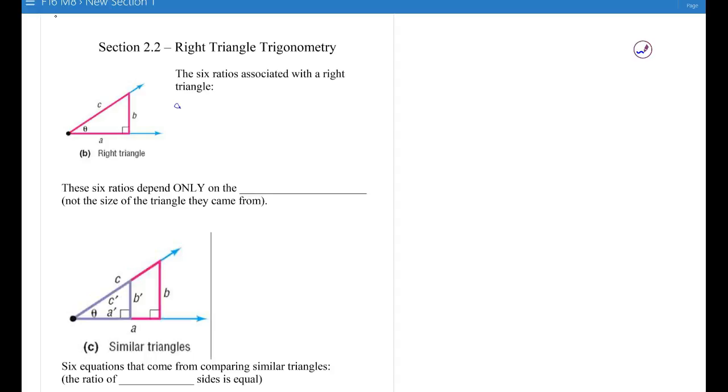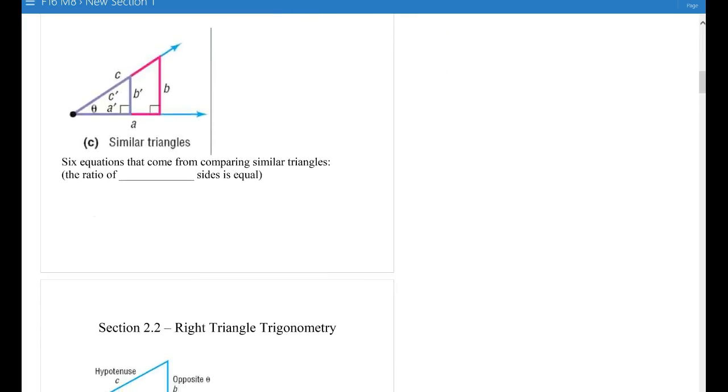If you think about it, it's a to b, b to c, a to c, and then the reciprocals of all of those, b to a, c to b, and c to a. So these 6 ratios depend only on the size of the angle. They don't depend on the size of the triangle. They're a characteristic of the size of that angle.